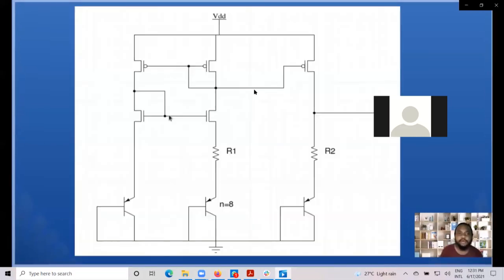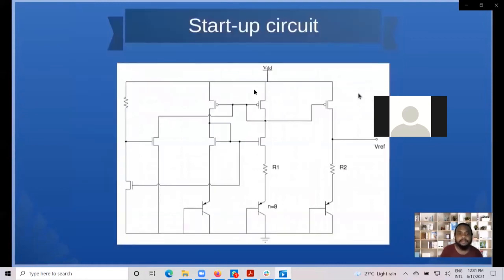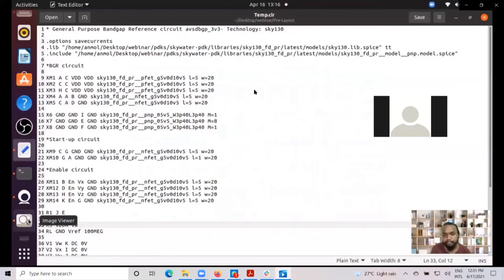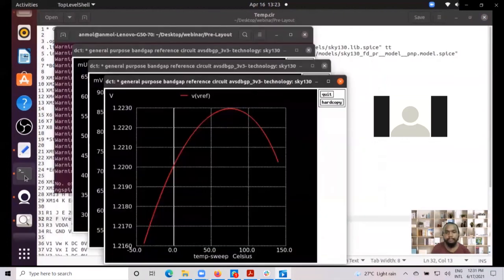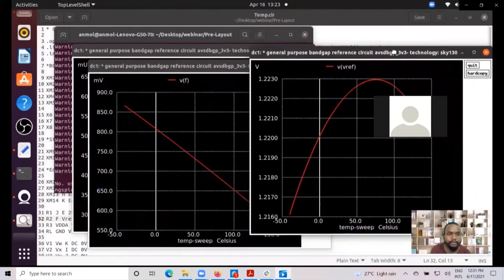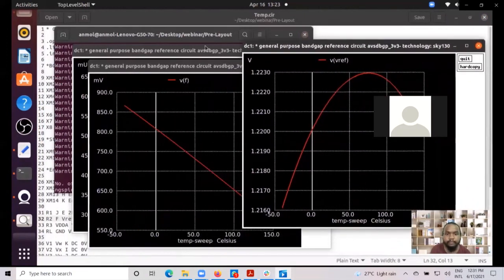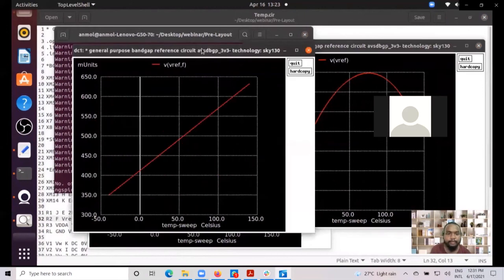This can be avoided by using a startup circuit. The startup circuit along with the BGR circuit is shown in this diagram. We will be using the formula alpha 1 slope of PTAT plus slope of CTAT is equal to 0. Now we can see here that our V reference is having characteristic more like a PTAT.